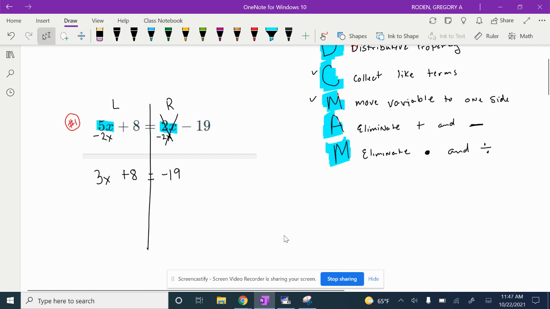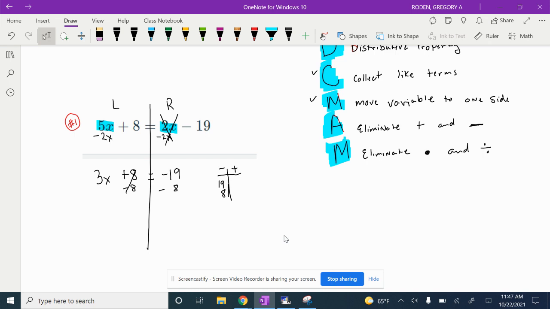I want to eliminate my addition and subtraction. So what am I adding or subtracting to this x? I'm adding 8. So I'm going to subtract 8 from both sides. Now, this is where a lot of you messed up on your quiz. I would suggest doing a negative and positive chart, even though you don't think some of you need it. So I'm going to put a 19 under the negative, and I'm also going to put an 8 under the negative. We're on the same side of the chart.